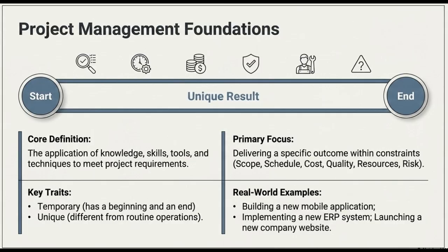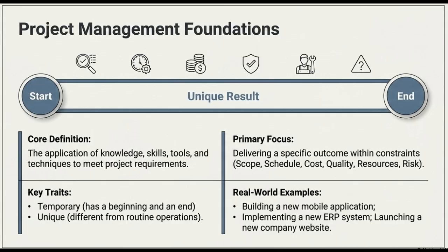Project management is the application of knowledge, skills, tools, and techniques to meet project requirements. A project is temporary and it creates a unique product, service, or result. Temporary means the project has a beginning and an end. Unique means the result is specific and different from routine operations. For example, building a new mobile application is a project. Implementing a new ERP system is a project. Launching a new company website is also a project.